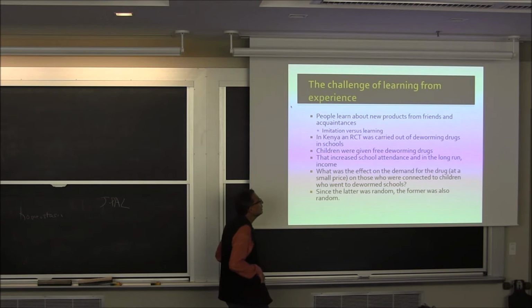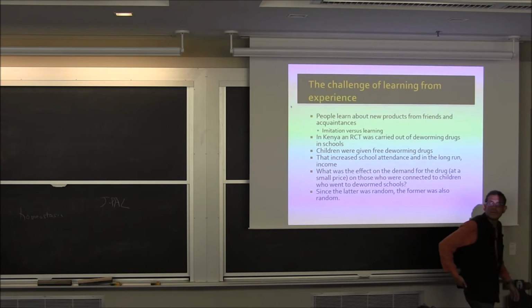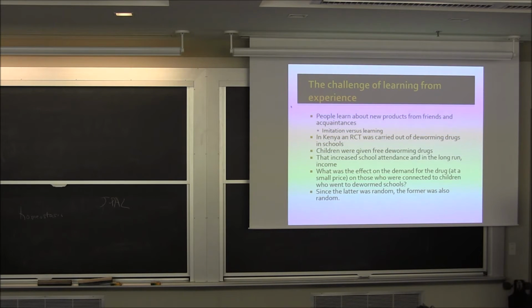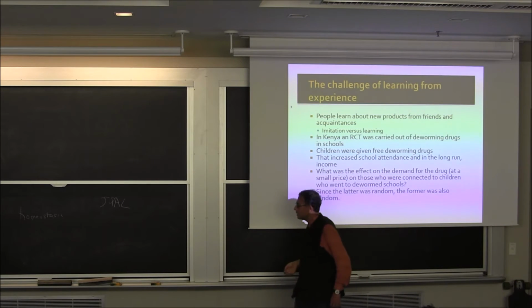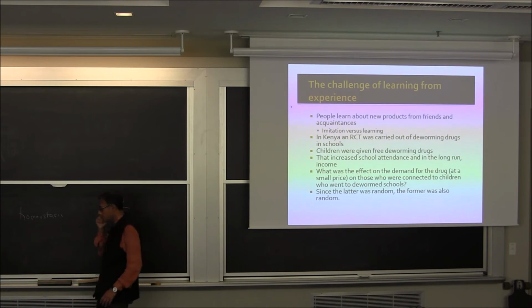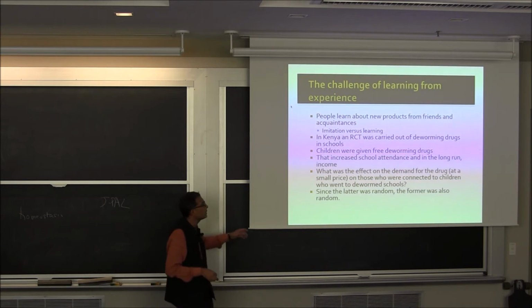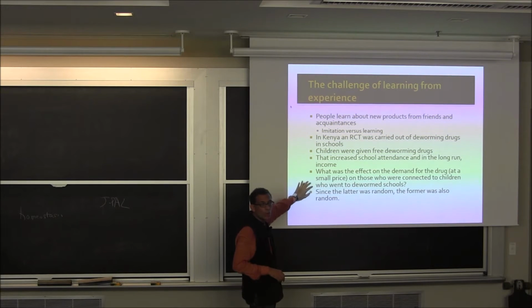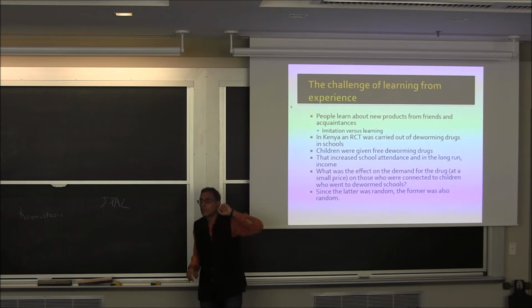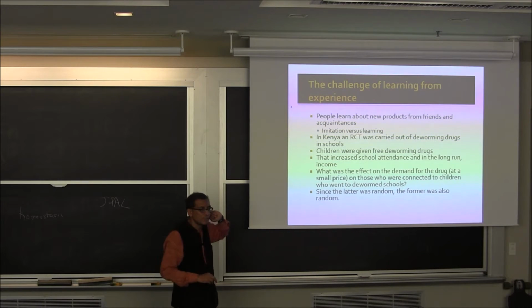Okay. Last example. People often learn from friends and family. Here's an RCT that was carried out of deworming drugs in school. Children were given free deworming drugs that increased school attendance, etc. Later, some of the people in the school who were not in this cohort but in later cohorts were offered the drug, but not free anymore, for 25 cents. So again, not a large amount of money.